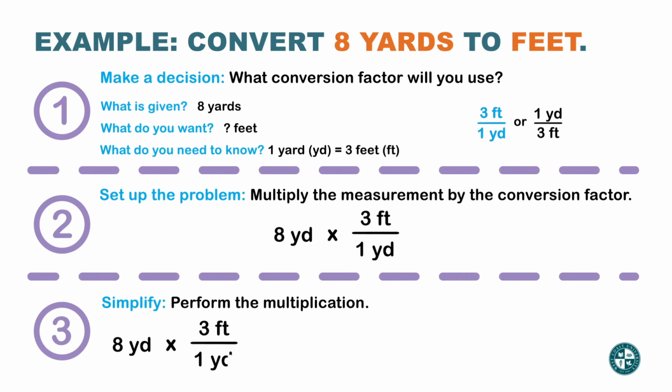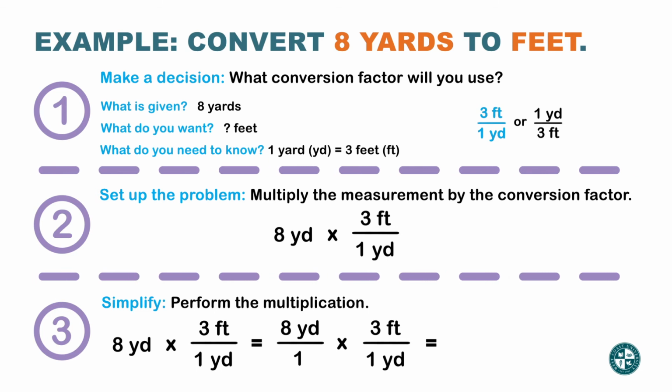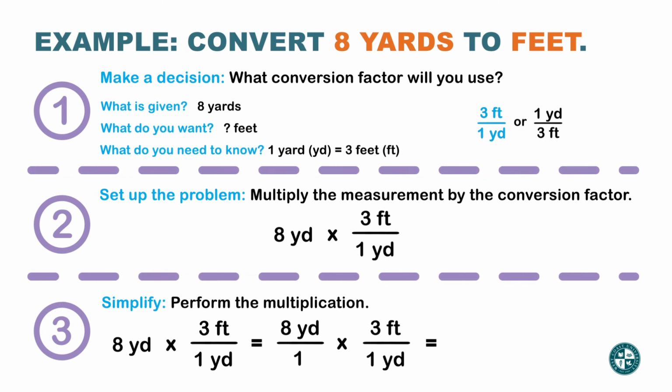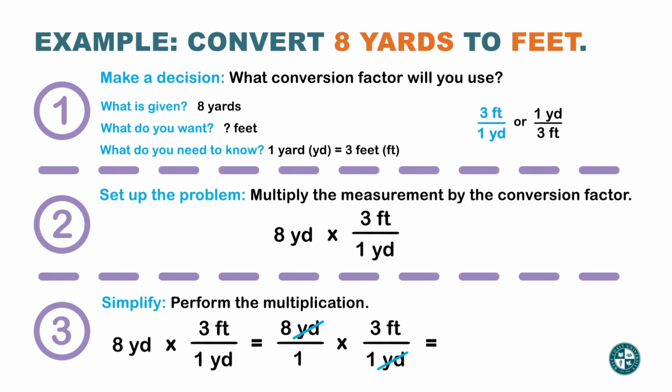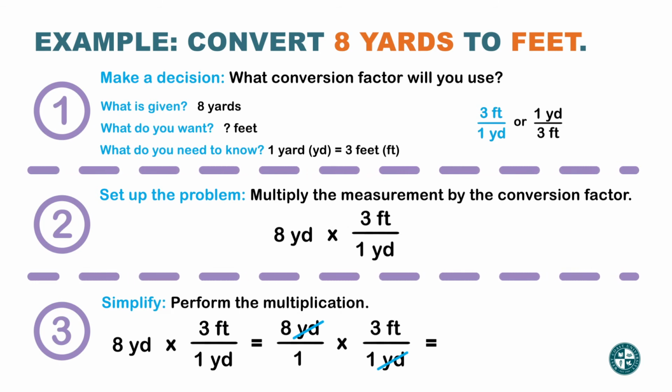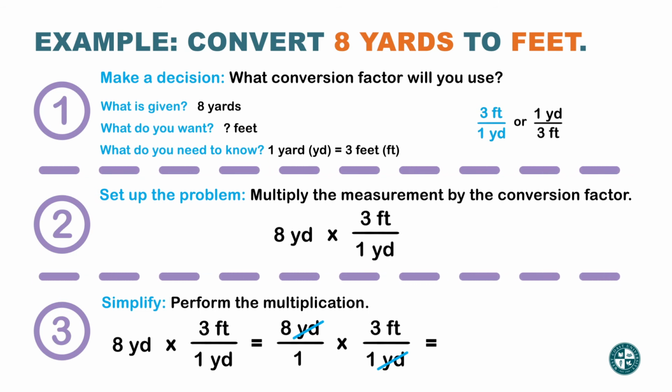So 8 yards, I'm going to put it over 1, 8 yards over 1. I'm going to multiply by 3 feet over 1 yard. I hope you notice now the yards cancel out. Then the word feet is left. So I know my answer is going to be in feet, which is exactly what I was asked to find.